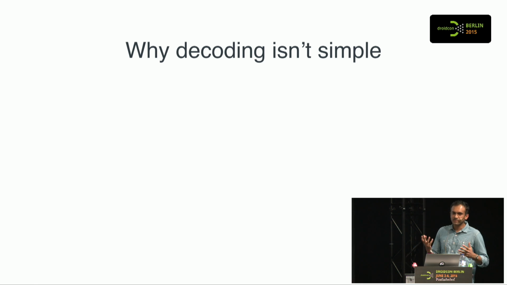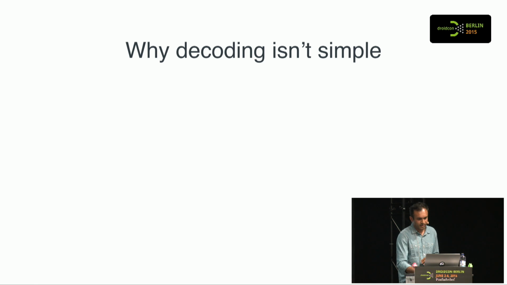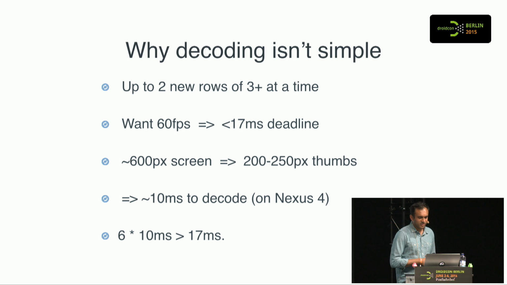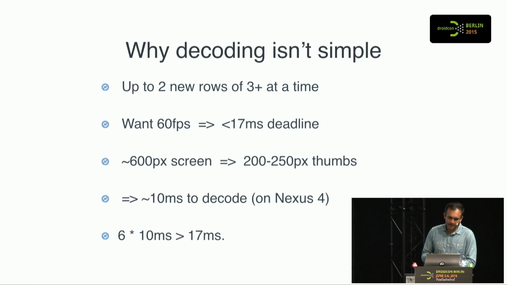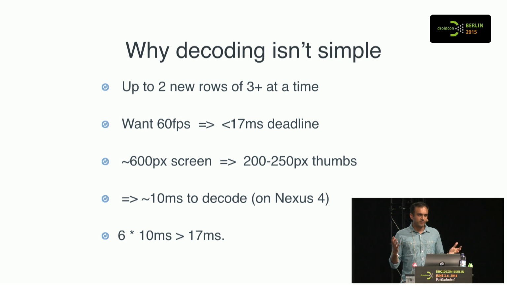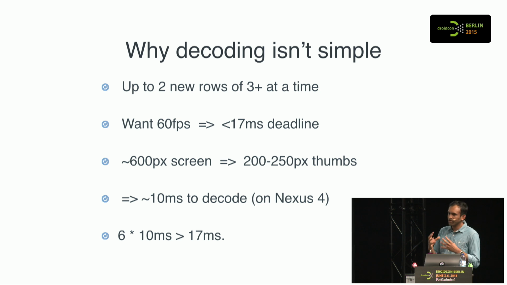So why isn't this decoding so simple? Well, if you went to Lucas's talk this morning, he talked about some performance optimizations. Basically, Android's frame rate is 60 frames per second. Most people, when they're scrolling, typically see 2 new rows of photos or thumbnails show up on screen. And if you want to get 60 frames per second, then you have less than 17 milliseconds to actually do all the work on your UI thread.